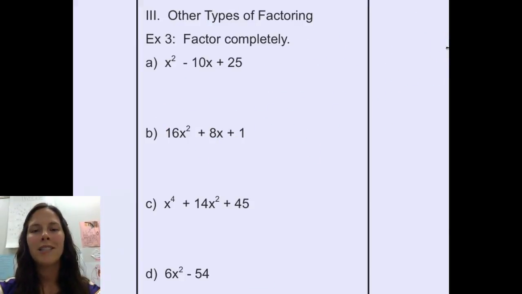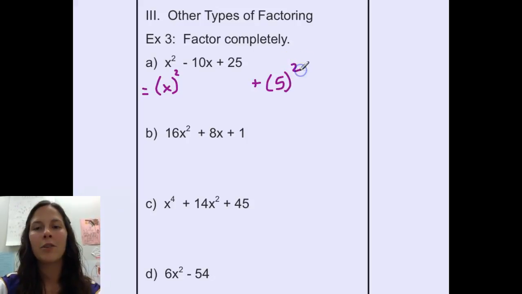This last page is a mix of different types of factoring. This first one is a perfect square trinomial. I recognize that because x squared and 25 are both perfect squares. So let me show you how that pattern works. You take the square root of the first term, the square root of the last term, and it's helpful to go in this order because the middle term needs to be 2 times the square root of that first term times the square root of that last term. -10 is -2 times 5, so when we factor this, we get x minus 5 squared.